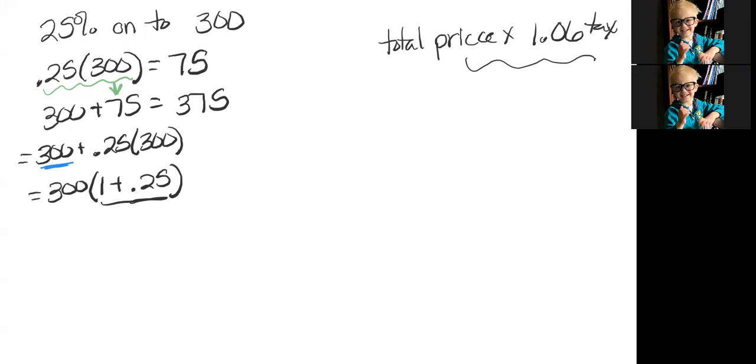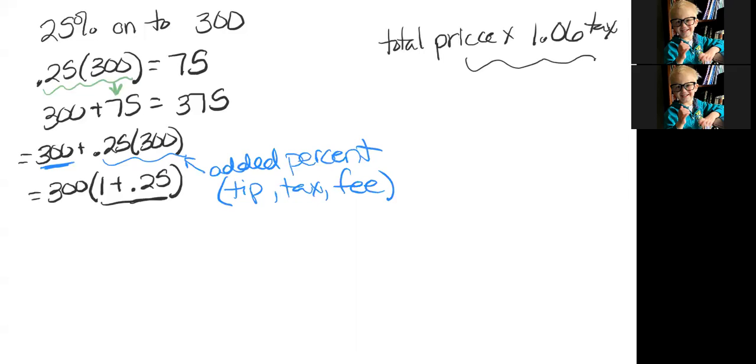Right, we have our one there, our 300, we have one group of that, and then plus our added tip, added percent, we'll say, whether that's a tip, a tax, a fee, whatever it is on top of that price, that cost, whatever. So yeah, that's the algebra behind it, whether you're adding onto or taking away as a discount. If you like those algebraic shortcuts, I just wanted to share.